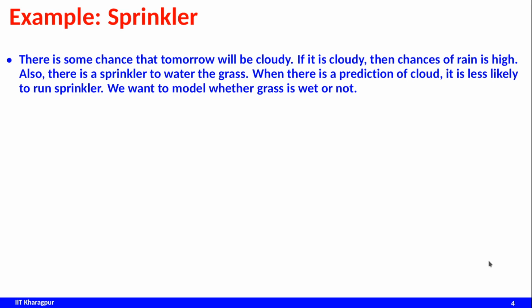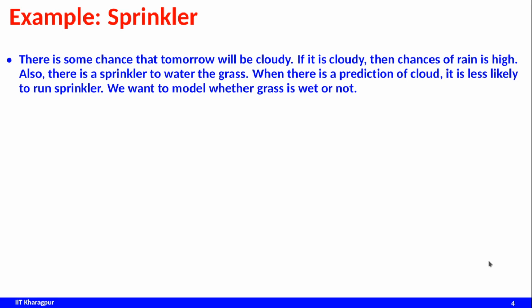Let us see the problem first. The problem says there is some chance that tomorrow will be cloudy, and if it is cloudy, then the chance of rain is high. Also, there is a sprinkler to water the grass. When there is a prediction of cloud, it is likely to run the sprinkler. We want to model whether the grass is wet or not.